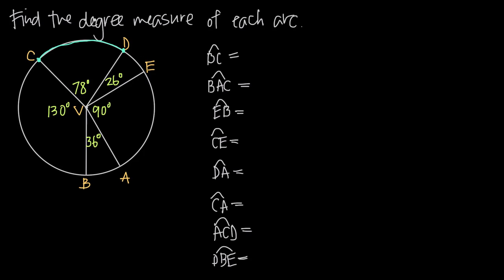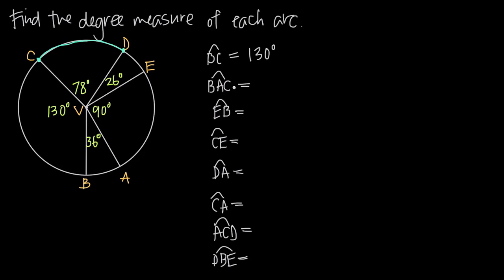So let's do a couple of examples here with this figure. We're looking for the degree measure of arc BC. Well, if we look here for point B and point C, we want the degree measure of arc BC. Well, we can see that arc BC, the intercepted arc BC, corresponds to the angle BVD, and we know that the degree measure of angle BVD is 130 degrees, which means that the degree measure of arc BC is also going to be 130 degrees. So it's as simple as that.